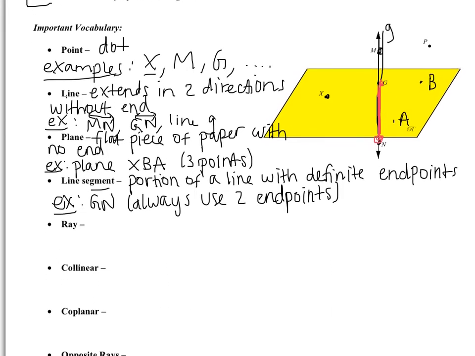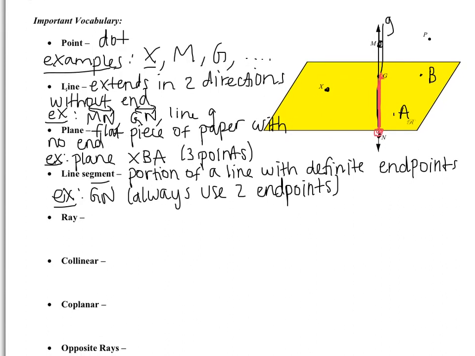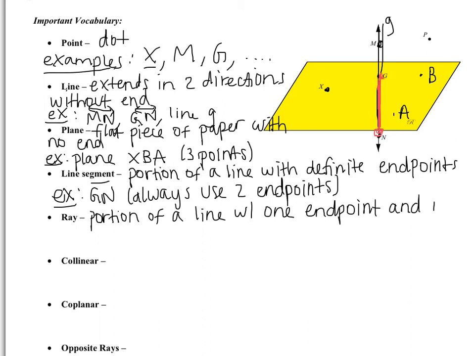Okay, so moving on. A ray is also a portion of a line with 1 endpoint and no end. So it has a starting point, but it goes infinitely in the other direction. So an example of a ray would be if we start at this point G. So that's the endpoint, and then it continued indefinitely the other way.